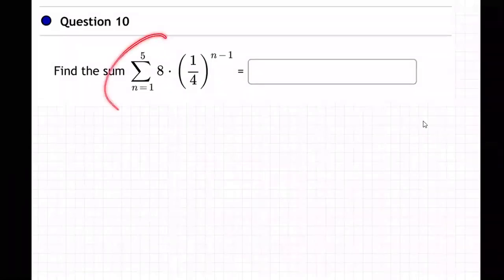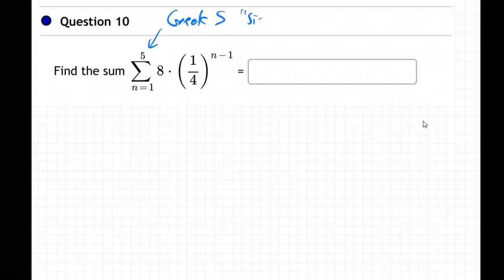Okay, so we have this notation. What is that funny notation? That is the Greek S called sigma. So anyway, it stands for sum. It even says sum here. It means add them up.